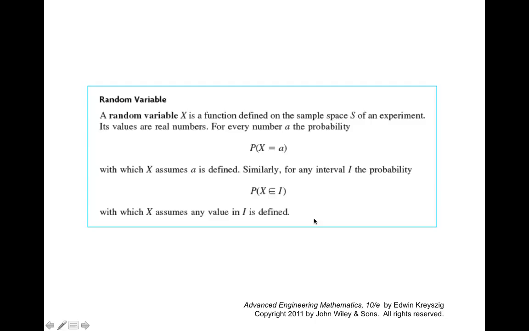So a random variable is a function that's defined on the sample space of an experiment, and it's a real valued function. For every number a, the probability that x equals a, that x assumes a, is defined. So P of x equals a is just the probability that x assumes the value a. And if you have some interval, the probability that x lies within that interval assumes that all the values in the interval are defined.